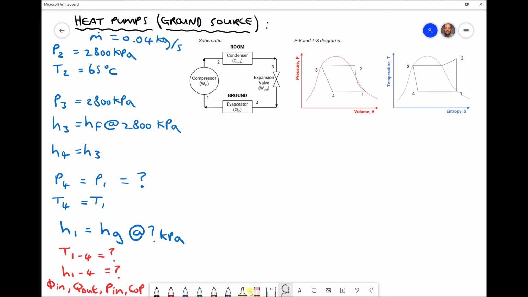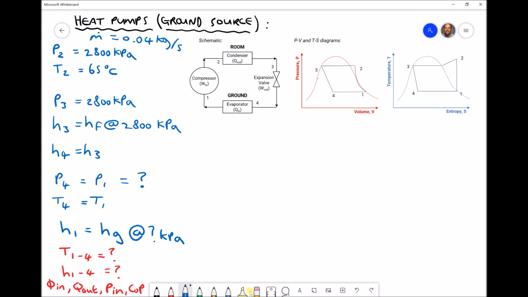The other thing that we know is that it's superheated. So as we go through and determine things such as our temperatures and enthalpies, we're going to be switching between the screen that we have here and the thermodynamic property tables for the R410A refrigerant. If you have access to the thermodynamic properties tables, then you may wish to print those off and have them in front of you for reference.